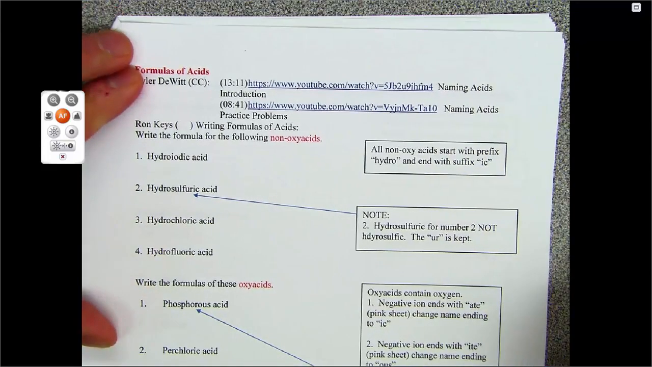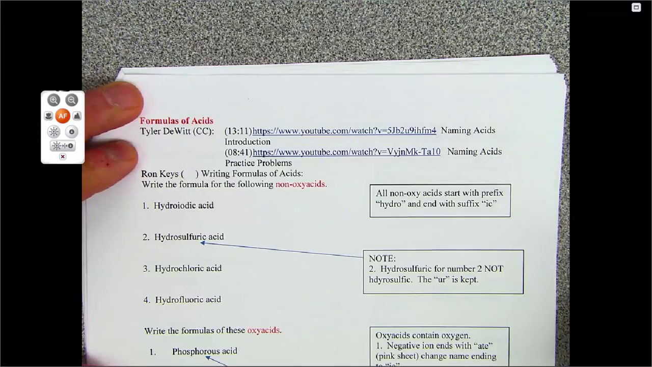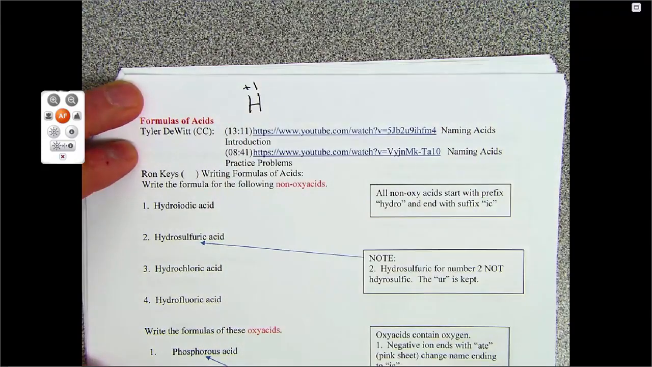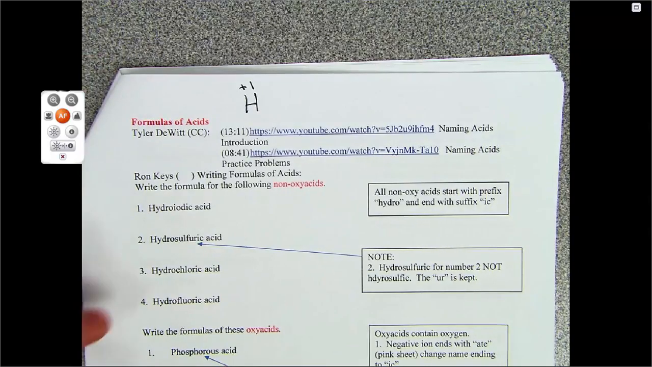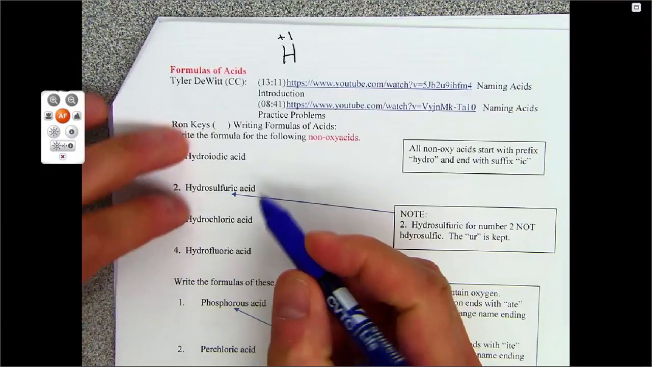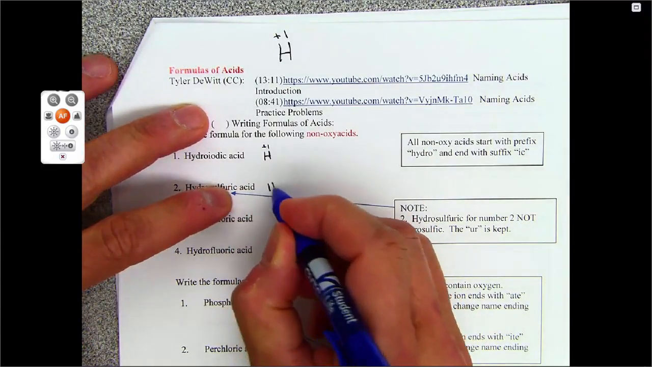Until we get towards the end of the semester, what you need to just know for acids is acids are going to start with hydrogen ion, H+1 hydrogen. So when I see the word acid, acid, acid, acid here, I know my starting positive ion is H+1.